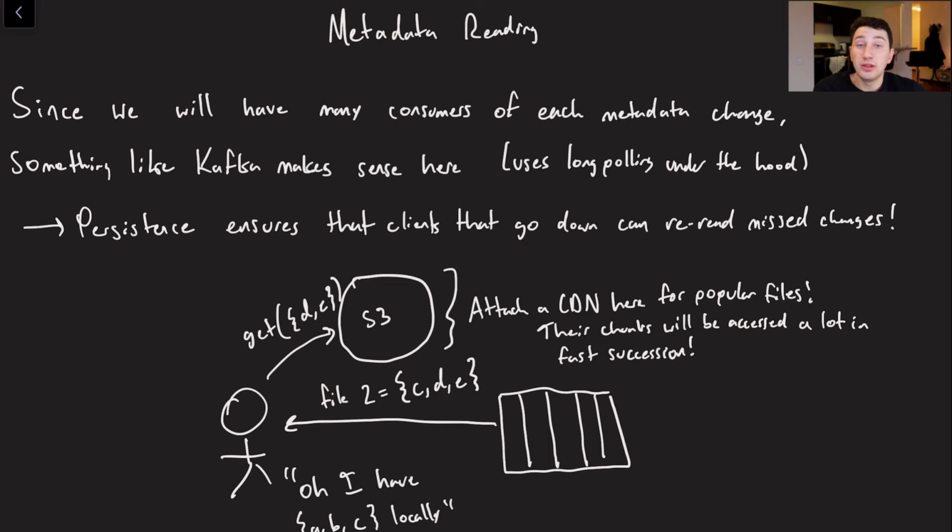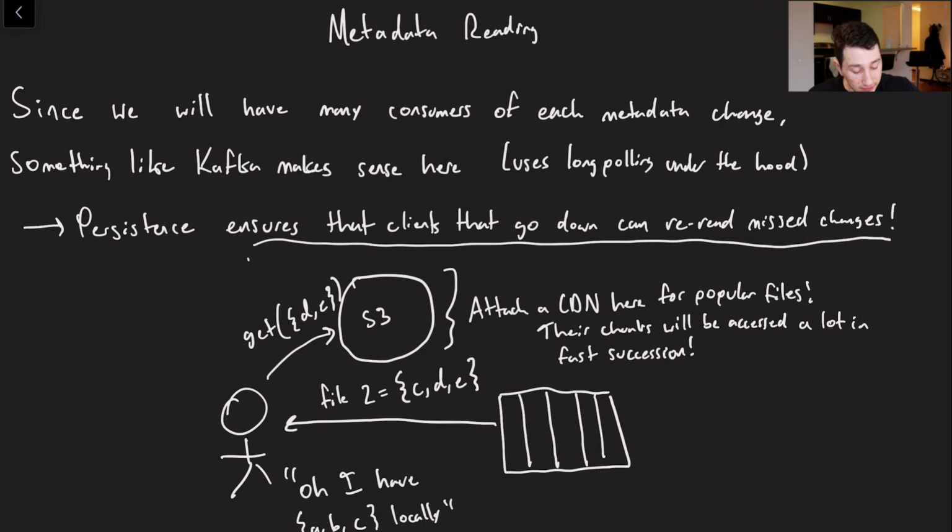Kafka is built to be consumed from multiple times, which helps when you have multiple different users per Kafka queue. And additionally, if a user were to go down for a few seconds, then come back up, rather than making a full big query to the database, they could just read from where they already were in the Kafka queue. So again, this is going to ensure that clients that go down can reread their missed changes. But anyway, the general process should look something like this.